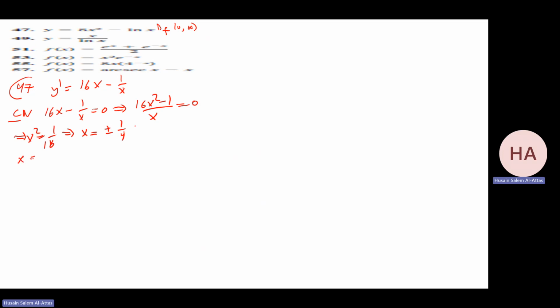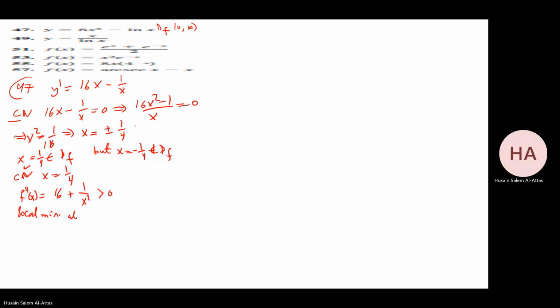Not all of them belong to the domain. X equals 1 over 4 belongs to the domain of f, but minus 1 over 4 does not belong to the domain of f. So this is okay as a critical number. This one is not. Okay. So the critical number is only x equals 1 over 4. Find f double prime. Is it an easy one? Yeah, it will be 16 plus 1 over x squared, which is always positive. So it means I have a local minimum at x equals 1 over 4. Okay.